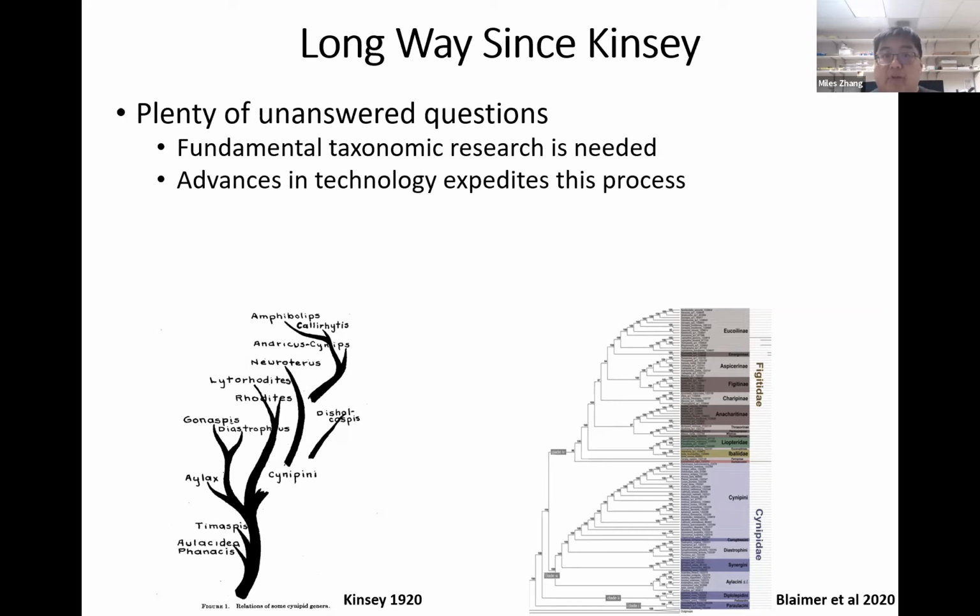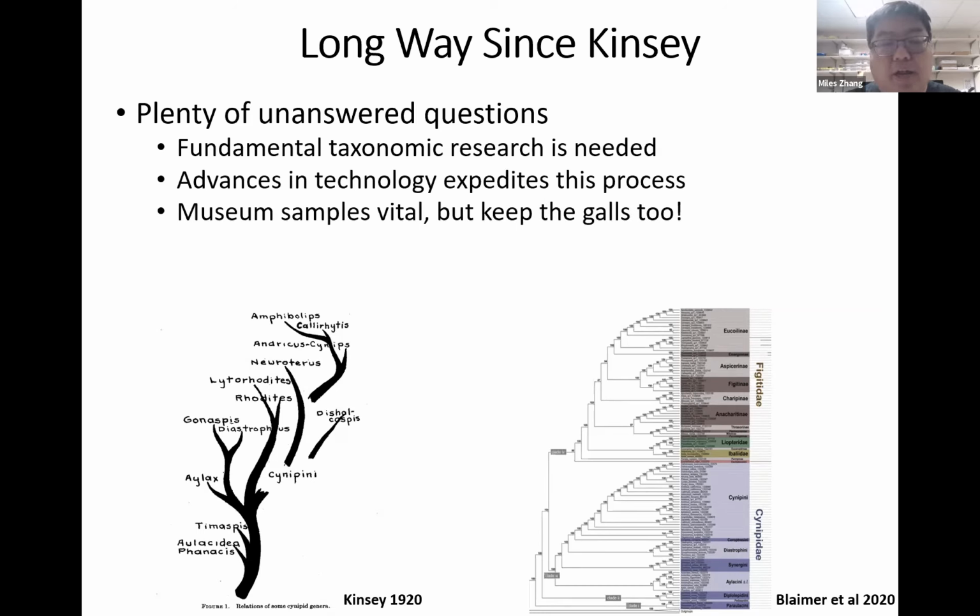And even though these technological advances expedite this process and we can get these museum samples and get DNA out of them, you cannot replace collections, right? So you've got to go out and collect or curate these samples. If you are working at a collection, definitely take a look at your gall wasp collection. If you have these galls as well, try to match them, or at least just keep them until an expert can get to them. These are all valuable data, right?